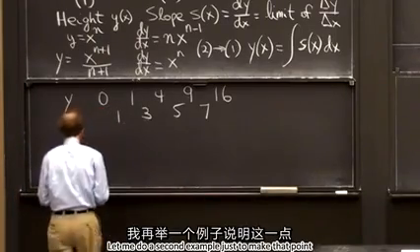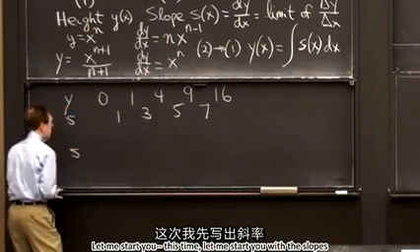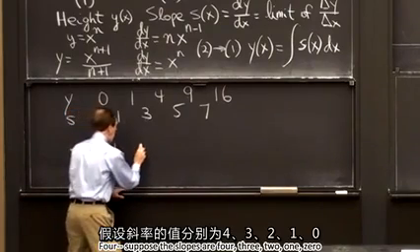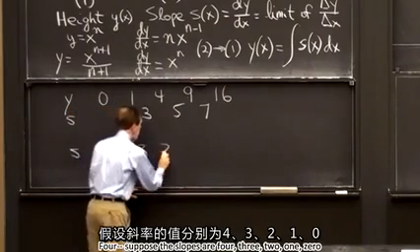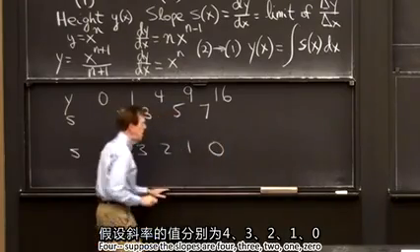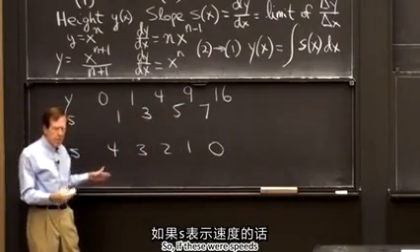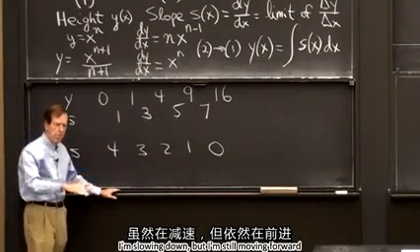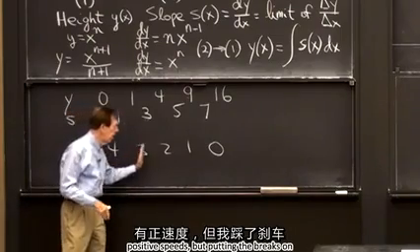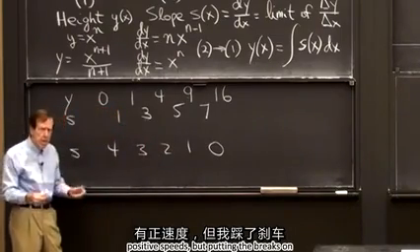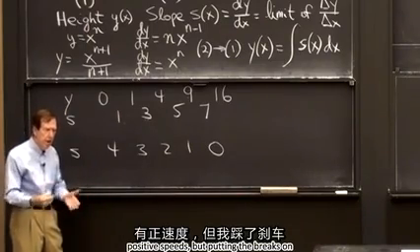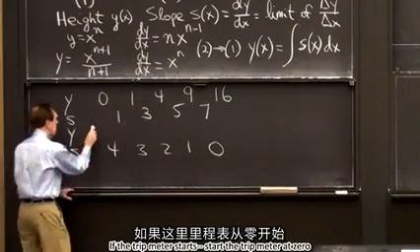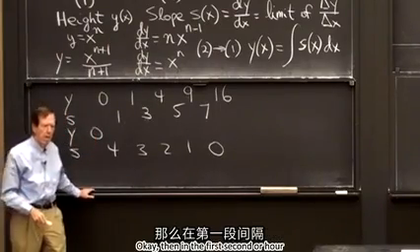Let me do a second example just to make that point. This time, let me start you with the slopes, because that's today's job. Suppose the slopes are 4, 3, 2, 1, 0. So if these were speeds, I would say, okay, I'm slowing down, but I'm still moving forward. Positive speeds, but putting the brakes on. What would be the distances if I start the trip meter at 0?